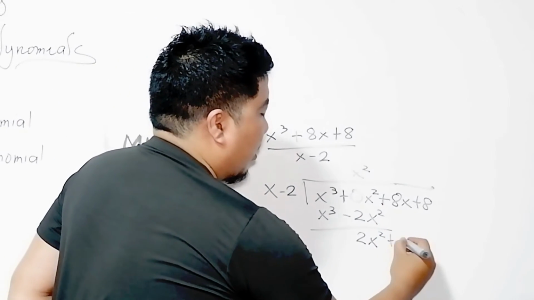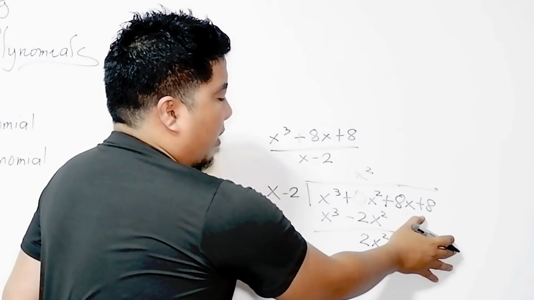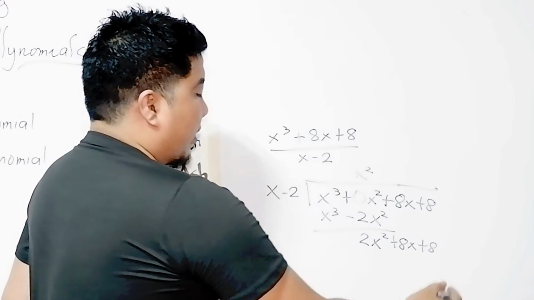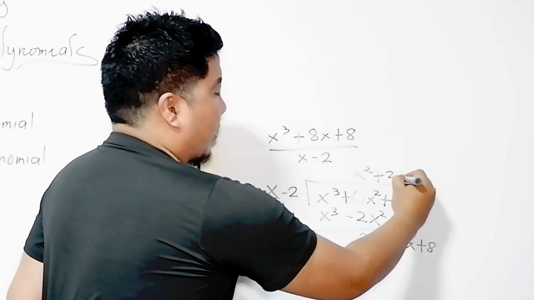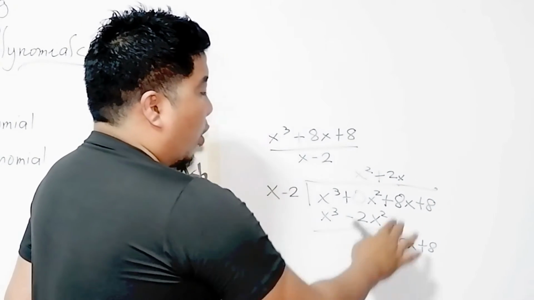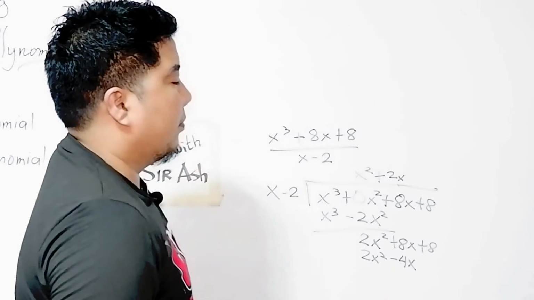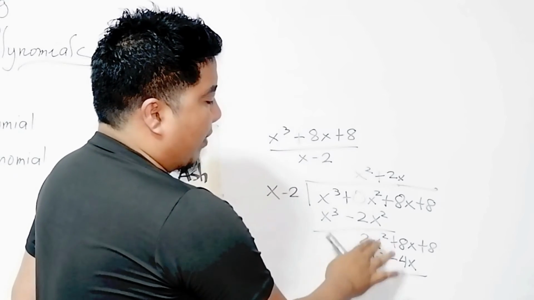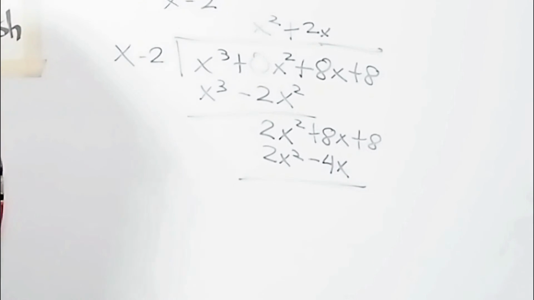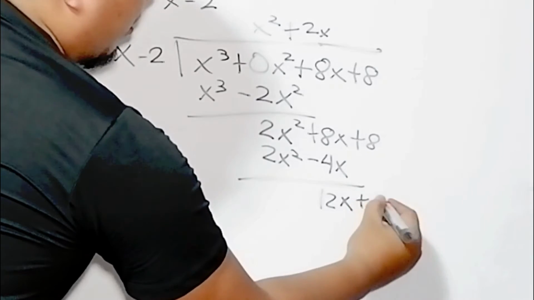I will bring down the remaining terms. Okay. So I will cover this one, giving me 2x squared. I will cover this one, giving me x. 2x squared divided by x, that is positive 2x. So 2x times x, that is 2x squared. 2x times negative 2, that is negative 4x. And then I will subtract them. Nothing is left here. So 8x minus negative 4x. Minus negative 4 will become positive. So that is positive 12x. And I will bring down the plus 8.